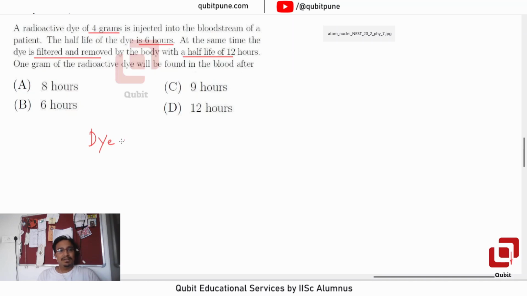Its initial mass, let's call it m0, is 4 grams. It is injected into the bloodstream of a patient. The half-life of the dye is 6 hours, and at the same time the dye is filtered and removed by the body with a half-life of 12 hours. So please pay attention. This dye is undergoing multiple decay processes.